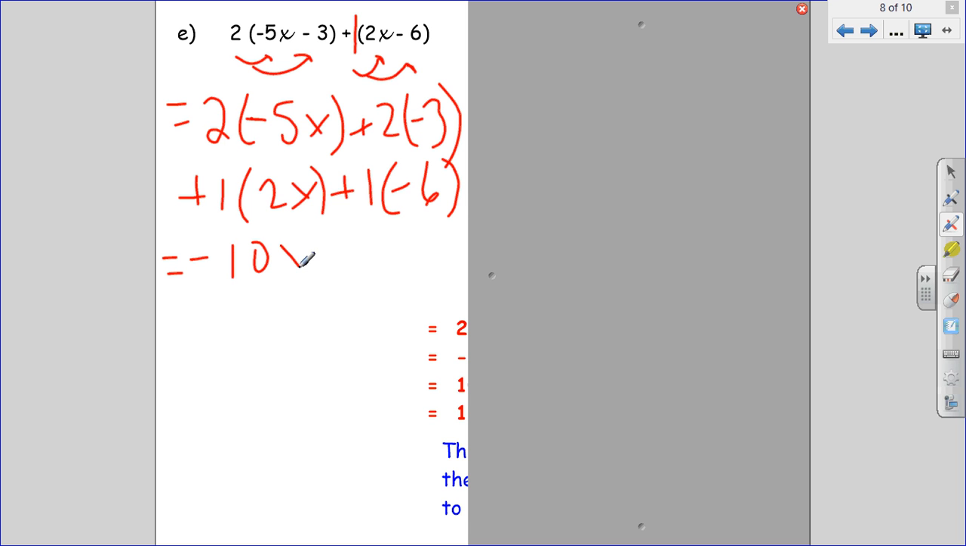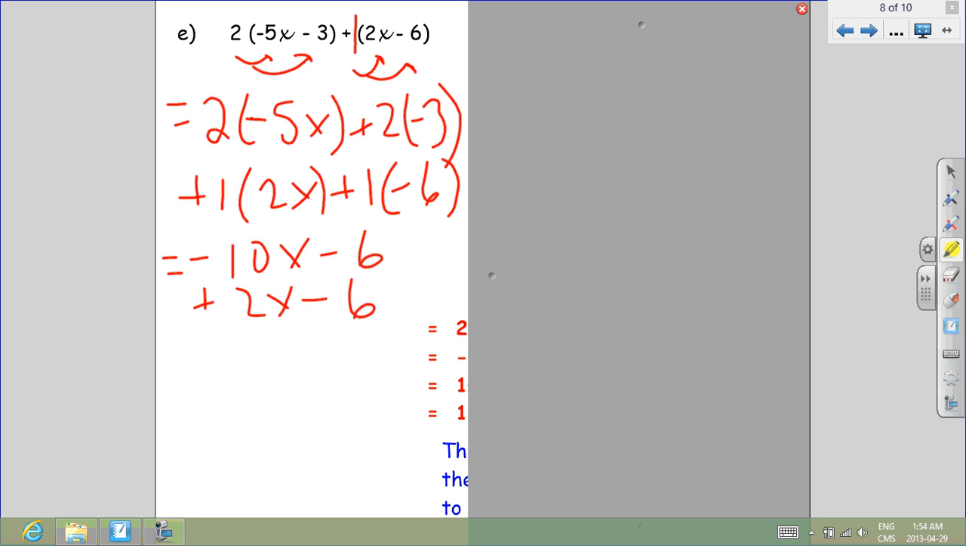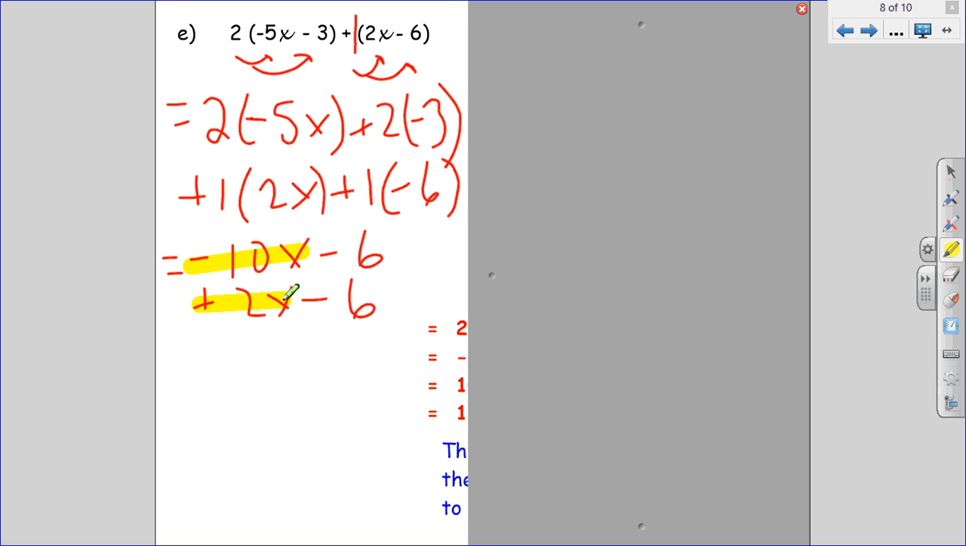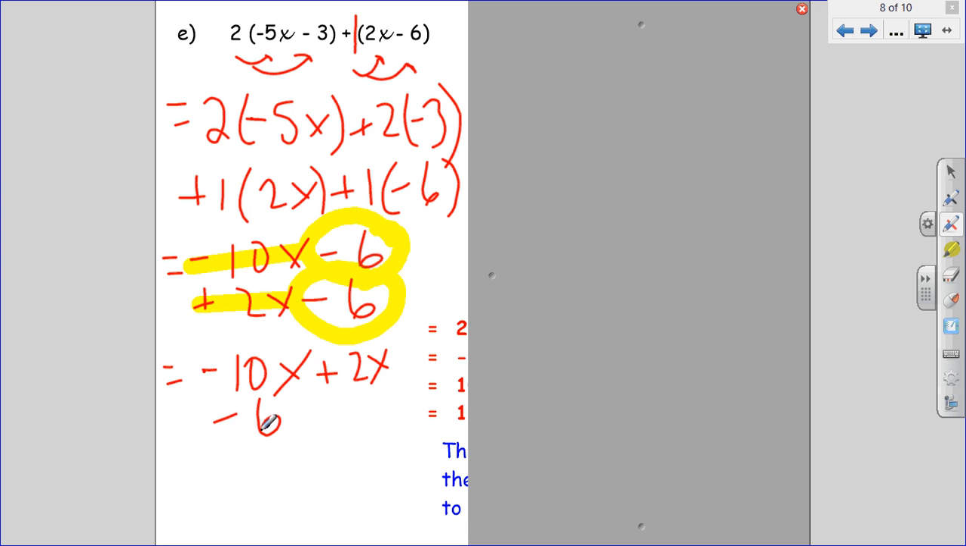So it's negative 10x. Positive 2 times negative 3 is negative 6. Positive 1 times 2x, that's plus 2x. Positive 1 times negative 6 is negative 6. Group my like terms together. These are both x's. Those are both constants. So I've got negative 10x plus 2x because I keep the sign in front of the 2. And then negative 6 because I keep the sign in front of the 6. If I take 10x's and give you 2x's back, I've taken 8x's. And if I take 6 and take another 6, I've taken 12.